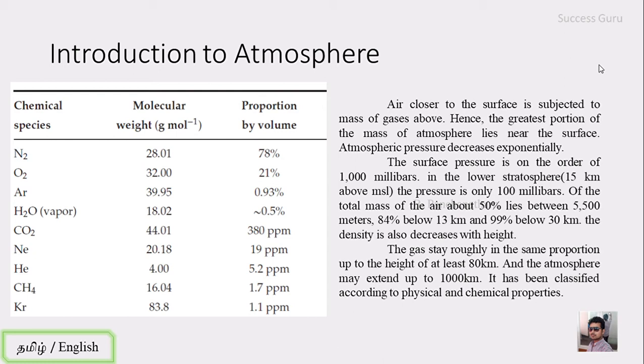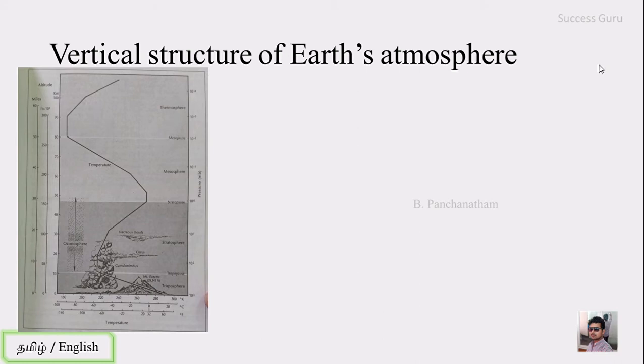It has been classified according to the physical as well as the chemical properties. And let us see one after the other. So the vertical structure of the Earth's atmosphere is given on the left side, in the image. The first layer on the surface is called the troposphere, which is a very turbulent zone. Actually, the movement of air is very high, so it is a very turbulent zone. And the lapse rate is 6.5 degrees Celsius per 1000 meters.